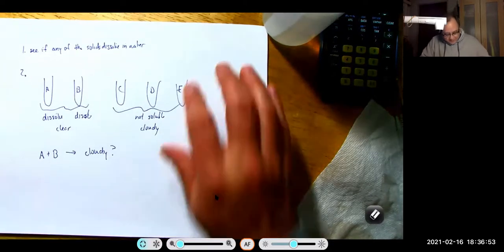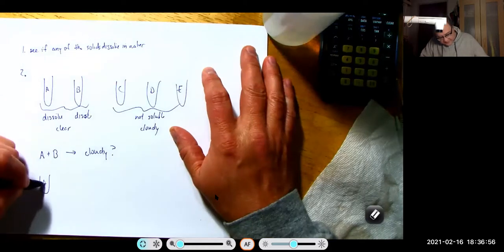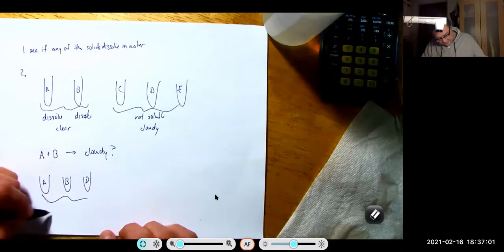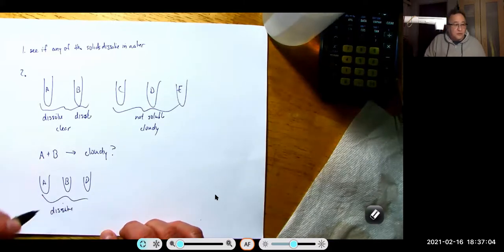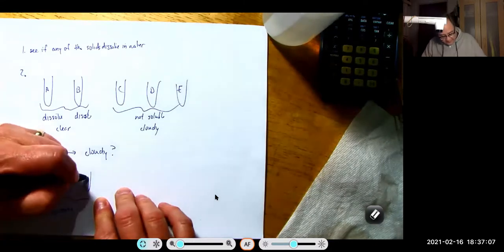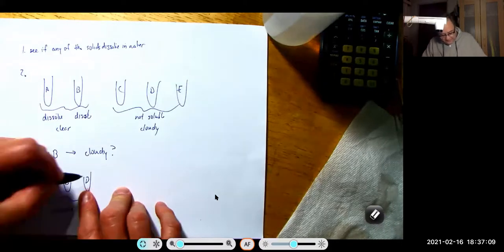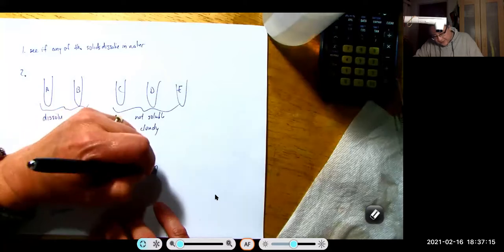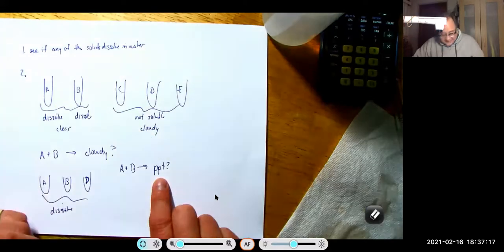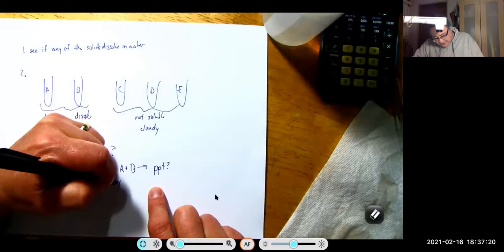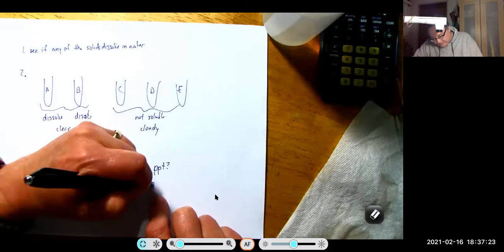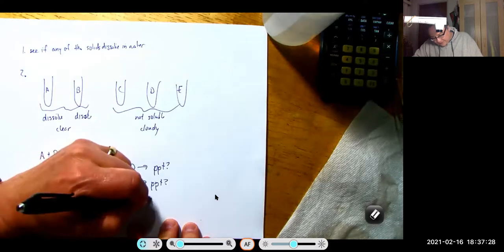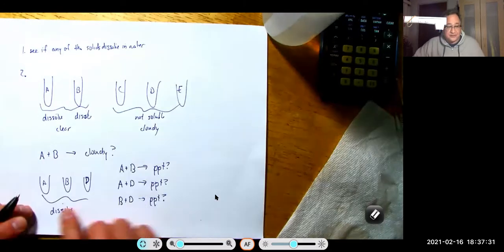Now, what happens if 3 of them dissolve? Well, if 3 of them dissolve, I got A, B, and D here. You want to do A plus B and see if you get a precipitate. This is my abbreviation for precipitate. You want to mix A plus D and see if you get a precipitate. And you want to mix B plus D to see if you get a precipitate. So you want to do 3 reactions here.